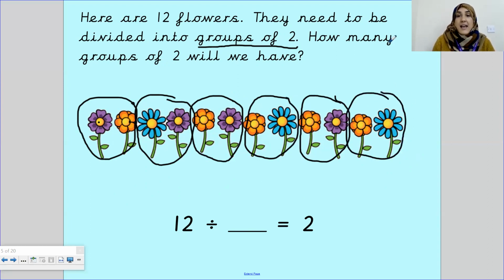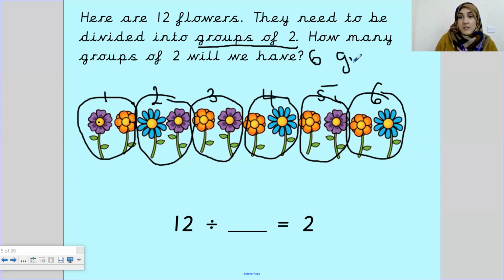Okay, now, how many groups of two will we have? Can you count with me? How many groups of two do I have? Well done. I have six groups. I've got 1, 2, 3, 4, 5, 6. I have six groups. So 12 flowers divided by the number of groups. How many groups are there, please? Six. Well done. Equals two flowers in each group.